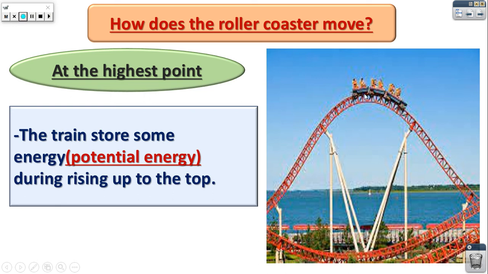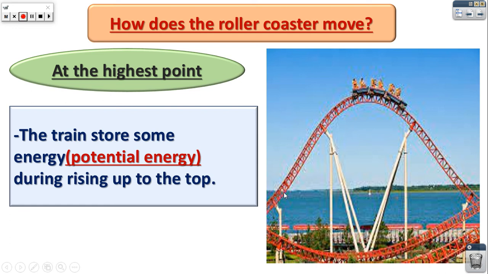So when the roller coaster is at the beginning here, it is not moving, so the kinetic energy is equal to what? Equal 0. Very good. And when the train is at the top point and it's not moving, the kinetic energy equals what? Equal 0. So when the train of the roller coaster is not moving at the beginning or at the highest point, the kinetic energy equals 0.